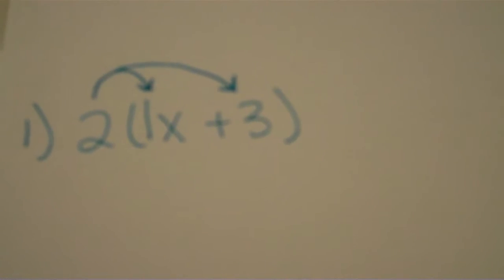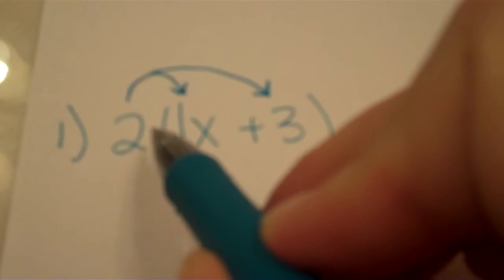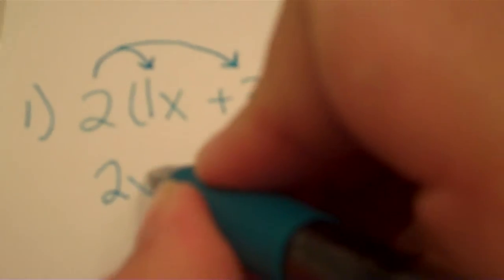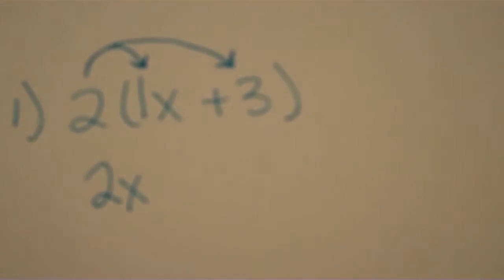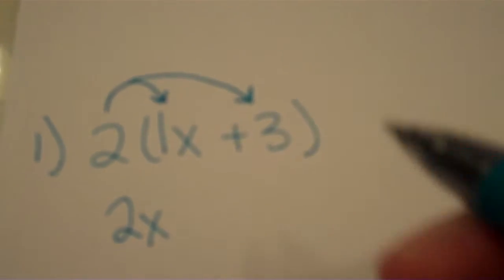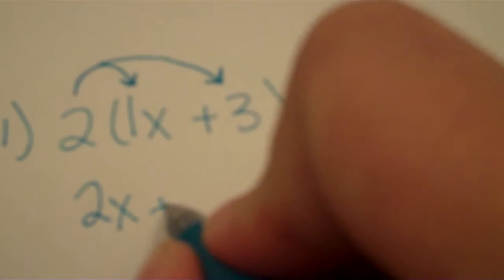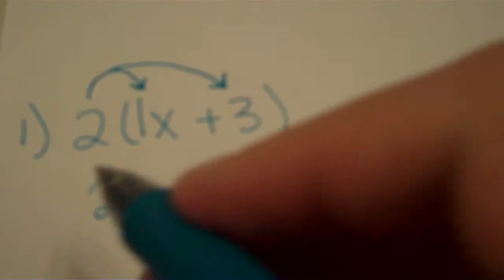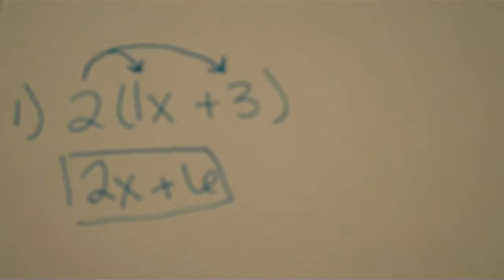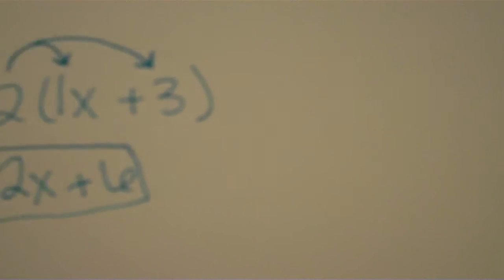And then from there, this is the easiest thing in the world. 2 times 1 is just 2. So write that down. And then you have an x there, so leave that x there. We don't know what it is, we write it down. And then 2 times 3 is a positive 6. So I write plus 6. And that's it. That is my answer. That's how you distribute. So let's do another one.